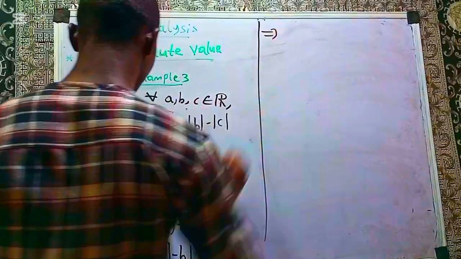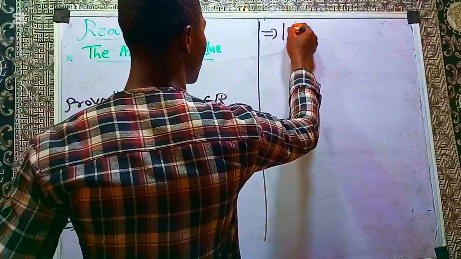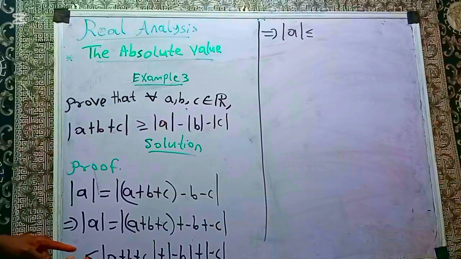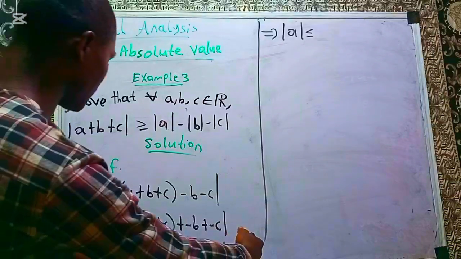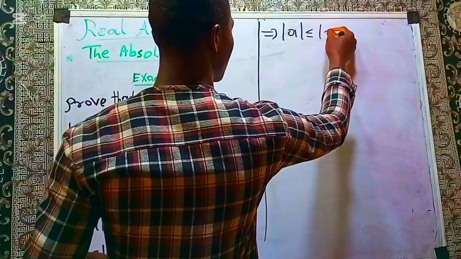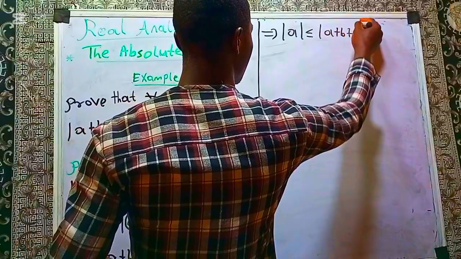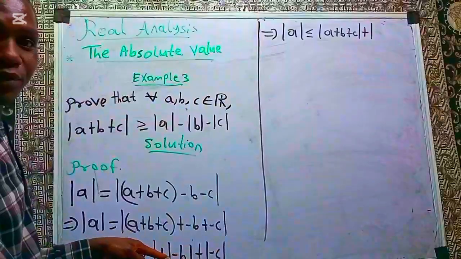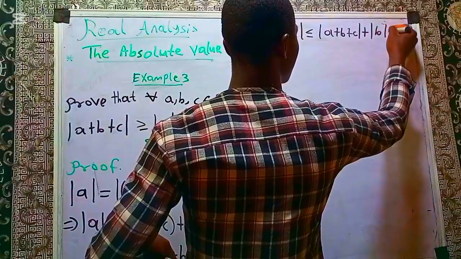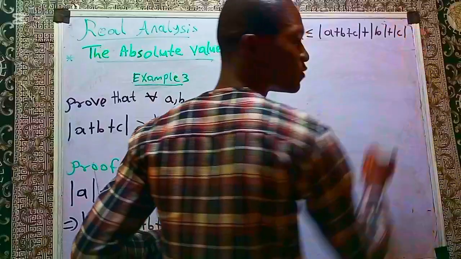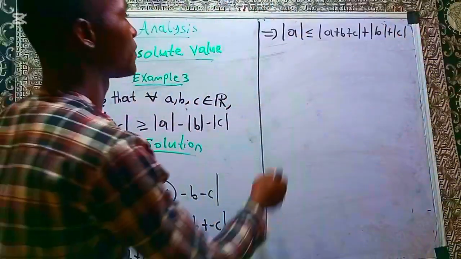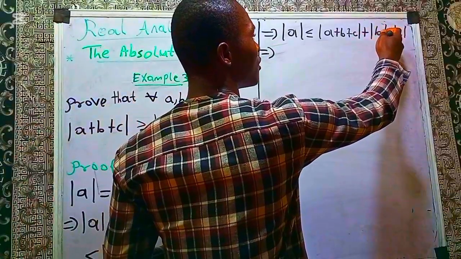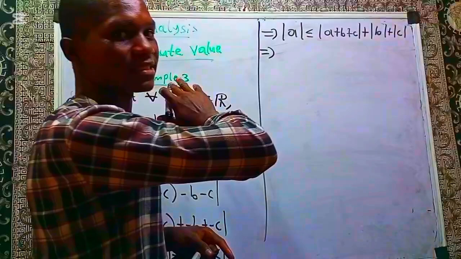So this implies, what's the first thing you have? Absolute value of a, then less than or equal to what we have at the right here, which is absolute value of a plus b plus c, then plus absolute value of negative b, which is the same thing as absolute value of b, plus absolute value of negative c, which is the same thing as absolute value of what? C, right?